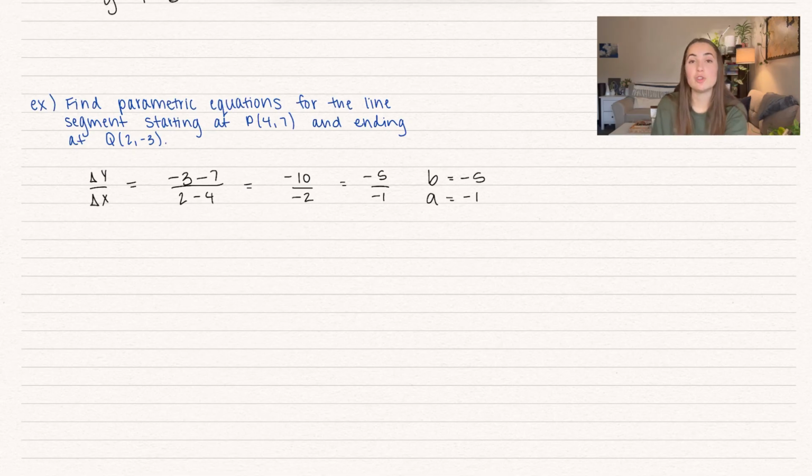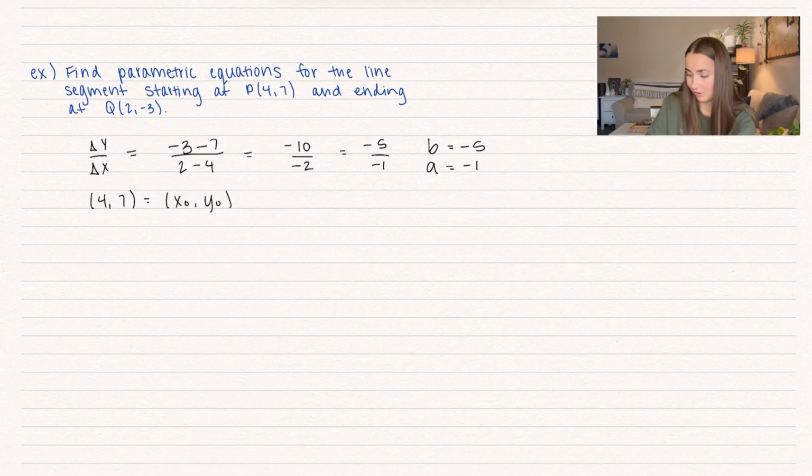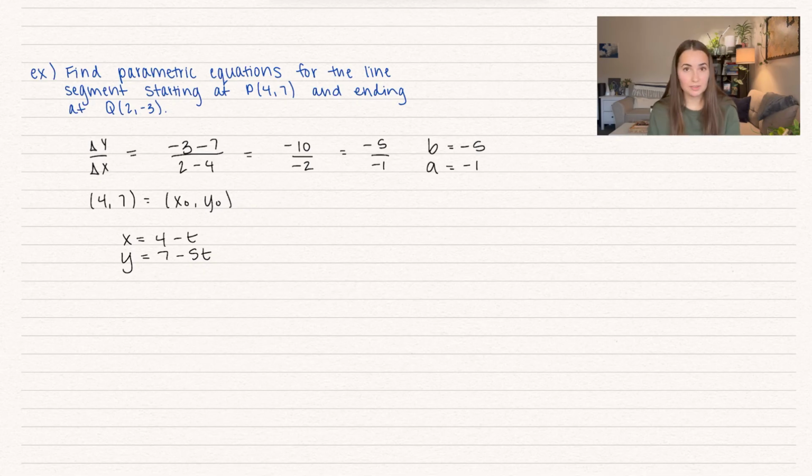Here, let's go ahead and choose our starting point to be our first point, right? So we're going to choose the point (4, 7) to be our x naught and our y naught. And I will talk about why very soon. So x is equal to our starting point 4, and that's going to be minus t. And then our y is going to be 7 minus 5t. So why did I choose the first point?